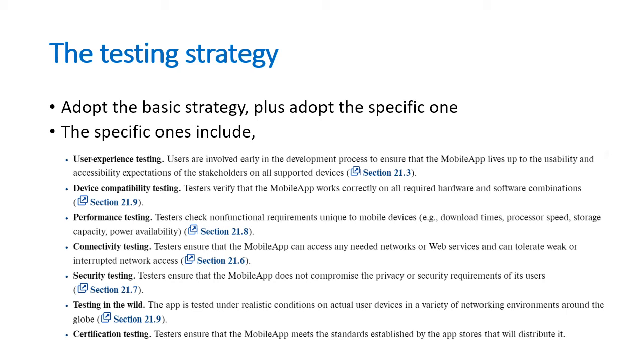And most importantly, the connectivity testing. Testers ensure that the mobile app can access any needed networks or web services, and it can also tolerate weak and interrupted network access. Next, the security testing. What we need to ensure is that the mobile app does not compromise the privacy or the security requirements of its users. And then there's the notion of testing in the wild. The app needs to be tested under different realistic conditions on the actual user devices with a variety of networking environments around the globe. All the apps need to be international, so we need to make sure that we do this testing in the wild, a little bit everywhere around the world. If we cannot do it by ourselves, we can outsource it to others across the globe. And finally, the certification testing ensures that the mobile app meets the standards established by the app stores that will distribute it.